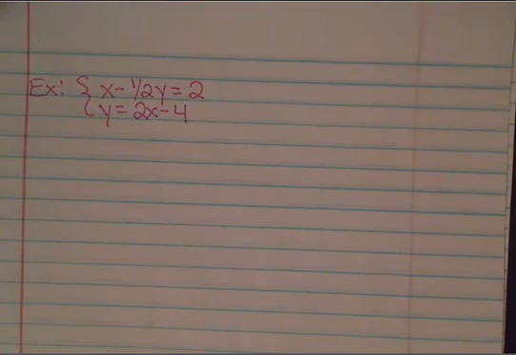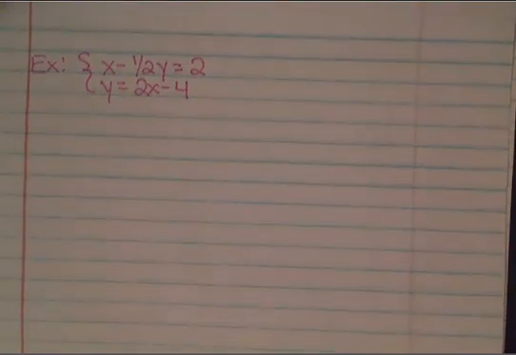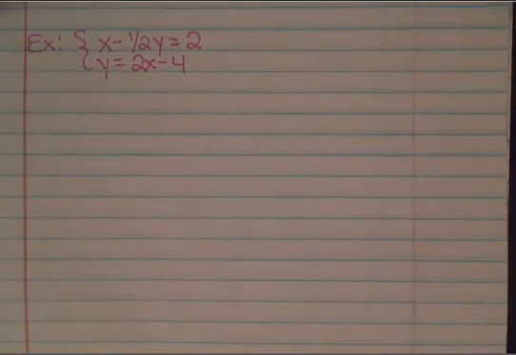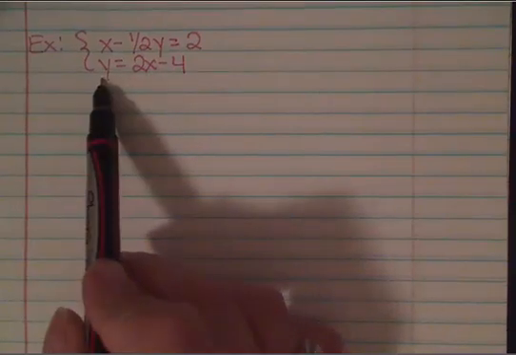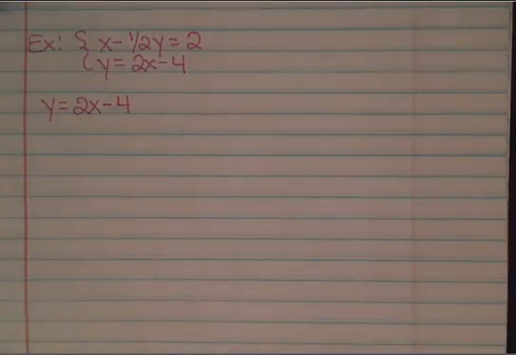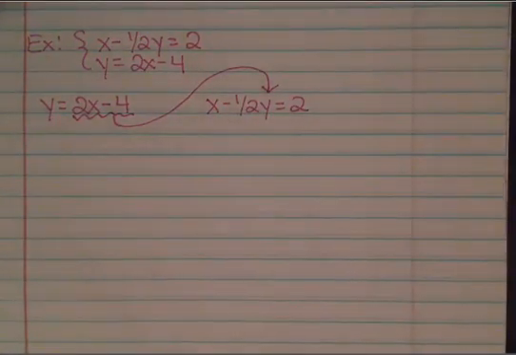Step 1 said we need to solve one of our equations for one of the variables. If you look at our second equation, it's already solved for a y. So we're just going to go ahead and go with that. We have y equals 2x minus 4. That means in our first equation, our x minus 1/2 y equals 2, anywhere there's a y, we need to plug in all of this stuff. So that would give us x minus 1/2 times (2x minus 4) equals 2.